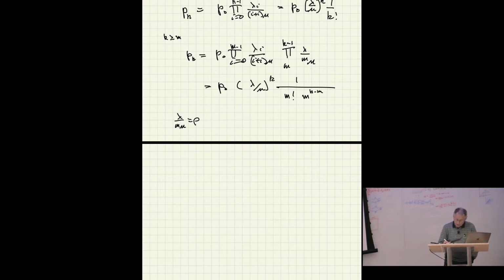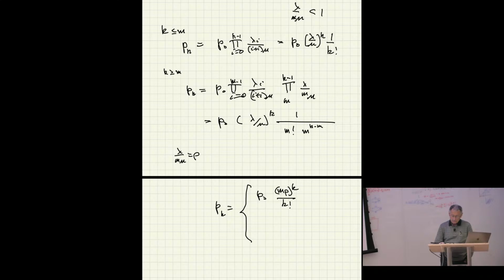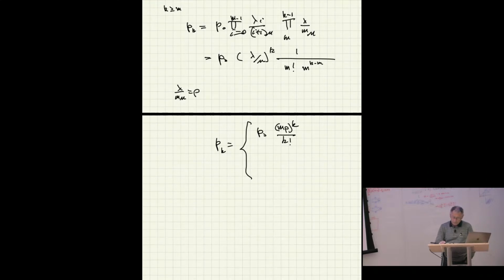And we're going to get the following result, therefore, that pk equals two terms, with a p0 yet to be found, times m rho to the k over k factorial, for k less than or equal to m. And it's equal to p0 times rho to the k m to the m over m factorial, for k greater than or equal to m.